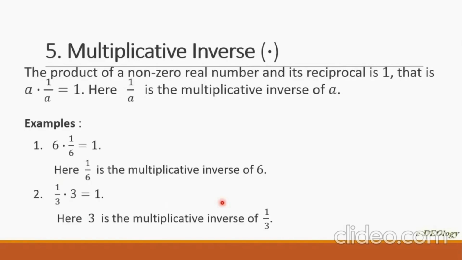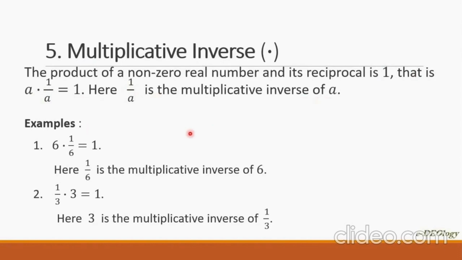The fifth property under multiplication is what we call multiplicative inverse. It says the product of a non-zero real number and its reciprocal is 1. Again, this number 1 is the multiplicative identity. And that is, if we have this A multiplied by 1 over A is equal to 1. And here, the 1 over A is the multiplicative inverse of A.